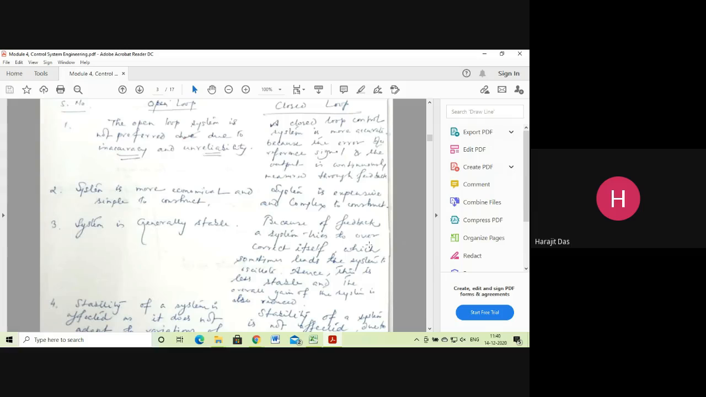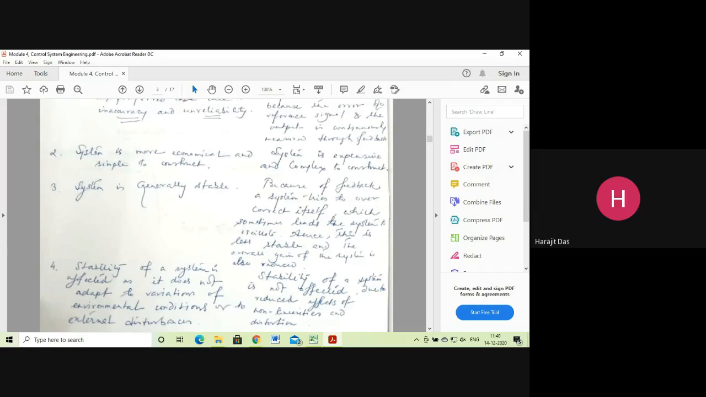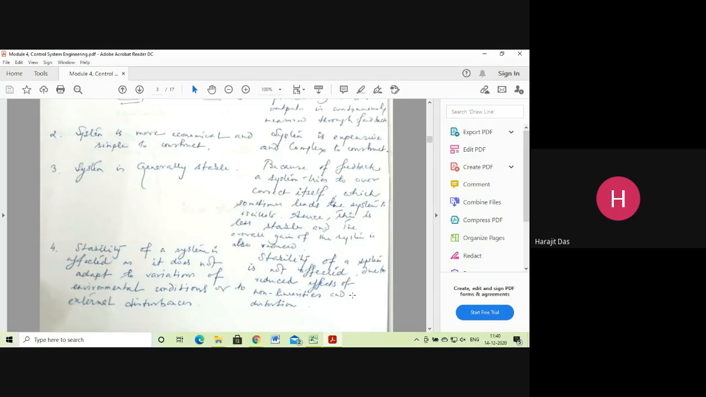So here is a disadvantage of the closed loop control system, because sometimes it will lead to oscillation because of its instability. Now, in the open loop control system, the stability of the system is affected as it does not adapt to variation in environmental conditions or external disturbances. Stability may sometimes be affected; here it is written that the stability of the dynamic system is not affected.